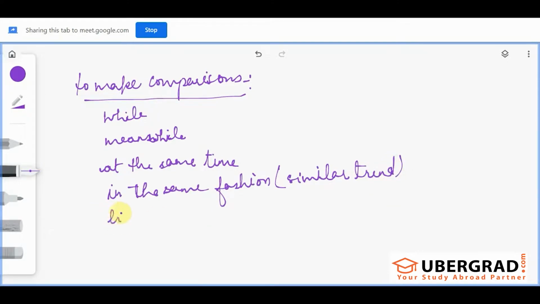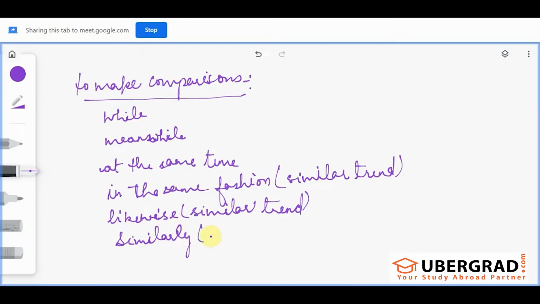Then likewise. When will we use likewise? Again, when both of them are increasing or both of them are decreasing, for a similar trend. Then similarly, also when the trend is the same, either both increasing or both decreasing. Now for opposite trend, one is increasing, the other is decreasing. What will you write? On the other hand.